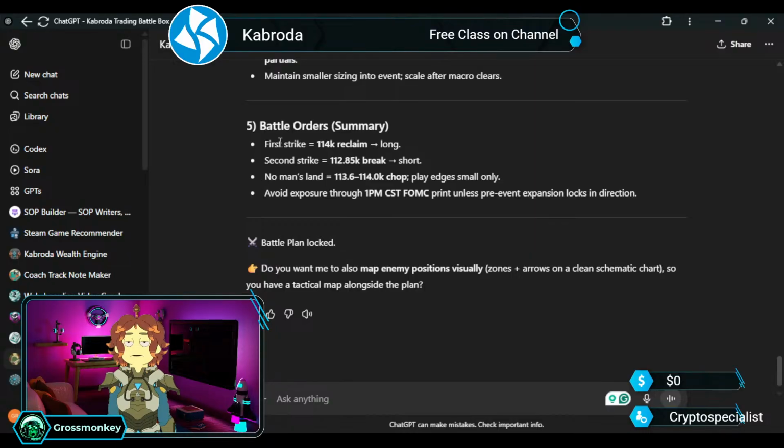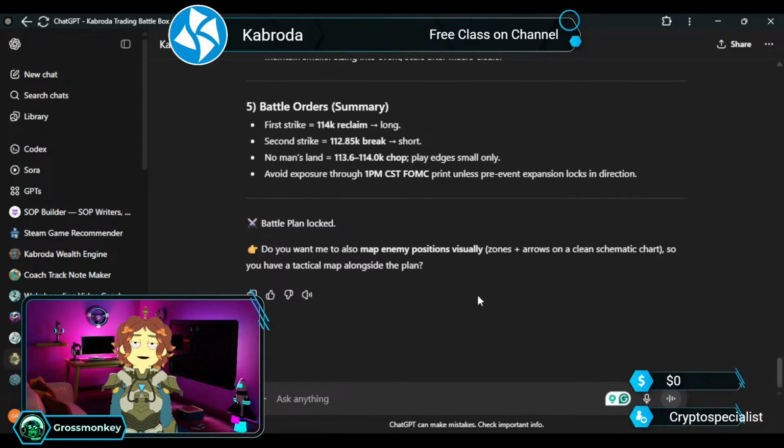So if you need a little summary, the first strike is a 114K reclaim, then we'll take a long. Or if we break the 112.8K range, then we'll take that short. No man's land is in between both of those, and then we want to avoid exposure through the 1 p.m. FOMC meeting.